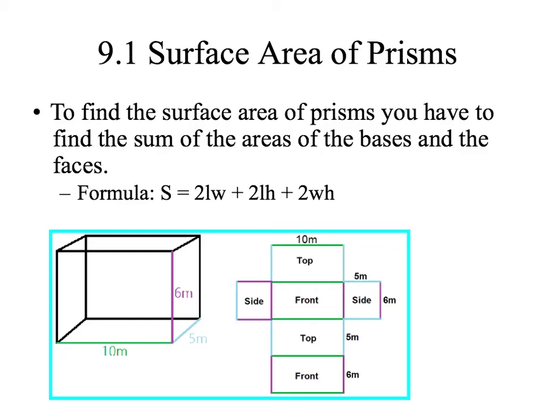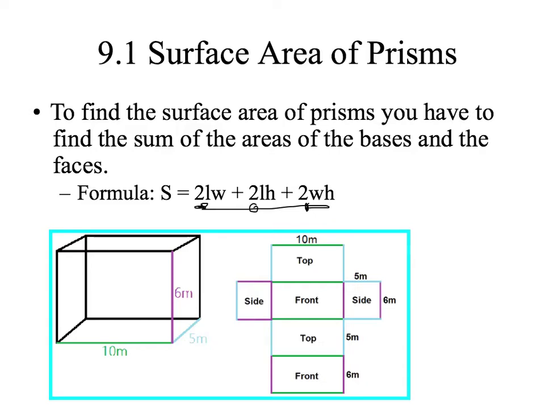Alright, 9.1 is surface area of prisms. It says to find the surface area of prisms, you have to find the sum of the areas of the bases and the faces. Basically, you have to find all the way around the outside of a prism. There is a formula here you can go by. There's going to be two of each thing.